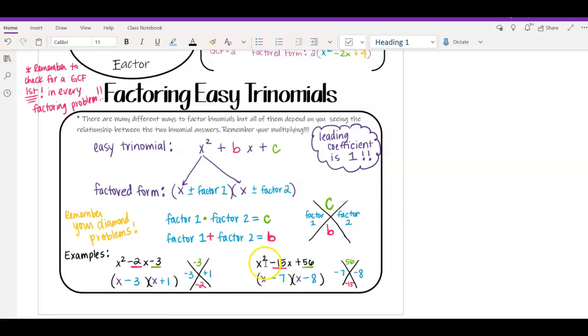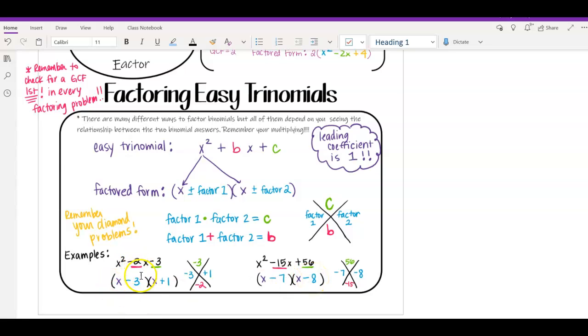Let's take a look at another one. x squared minus 15x plus 56. So again, I took my 56 and I put it at the top of my diamond, negative 15 and I put it at the bottom. What two numbers would multiply to 56 and add to negative 15? That would be negative 7 and negative 8. So when I write my factors, I have an x and an x to make x squared, and then my two factors, negative 7, negative 8.